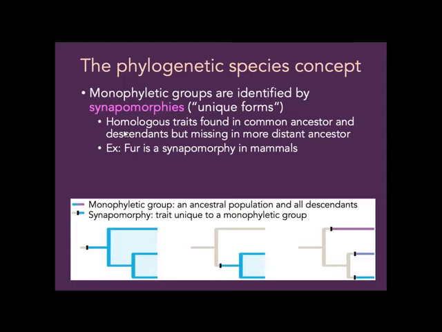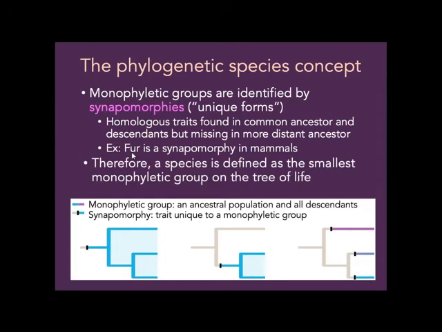their common ancestor. Okay? So you want to figure out which groups are monophyletic based on homologous traits that are found in the common ancestor but missing in more distant ancestors, right? So you want to find a homologous trait that happened recently, not one that's a really, really old trait. For example, if you want to categorize the mammals, you would say fur is a good synapomorphy in mammals, right? You probably wouldn't want to say something like having eyes. I mean, it's not really a synapomorphy in mammals because it's a trait that occurred a long time ago before mammals, okay? But fur is something that happened recently that mammals have and nothing else has.